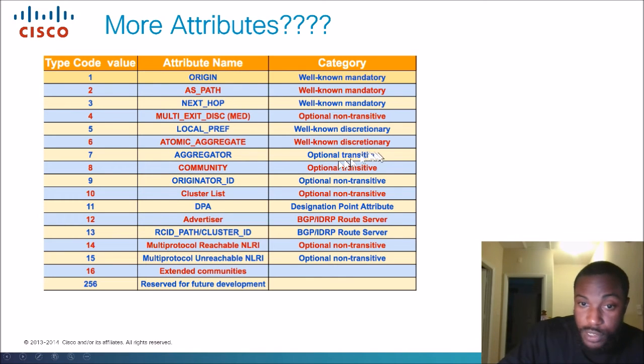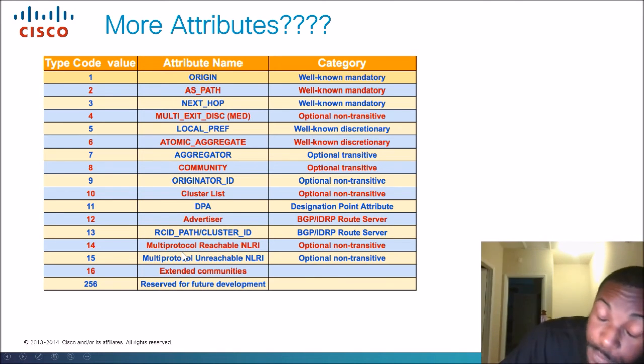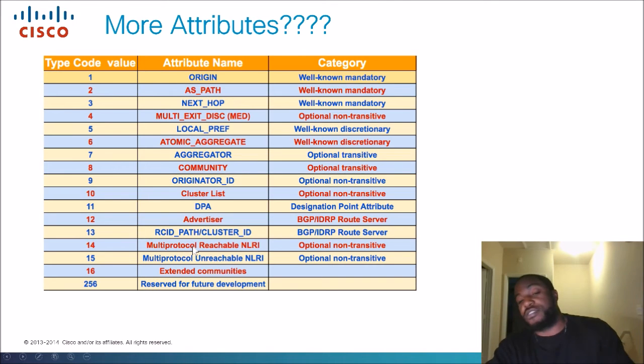Notice these are the optional transitive. Those are the optional non-transitive. And then we have these other ones that I have not discussed. Those are really if you want to get in depth with BGP, and we're not going to do that for this because this is just a CCNP video that I created.